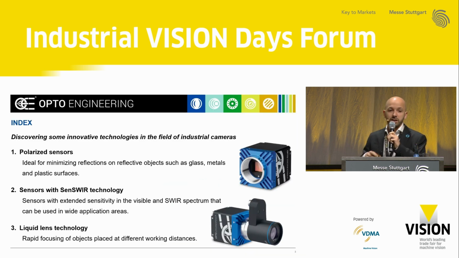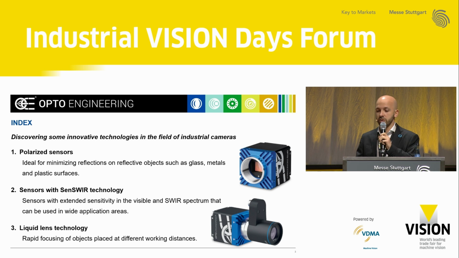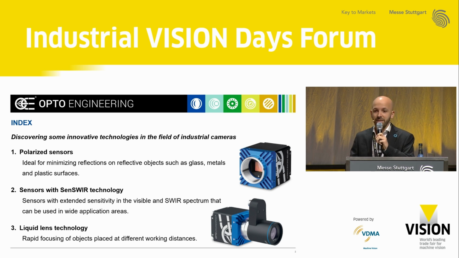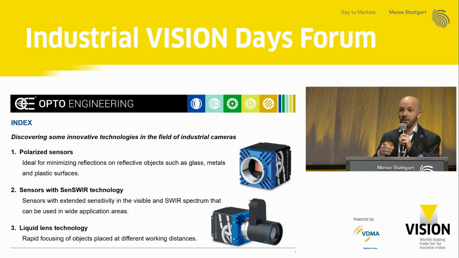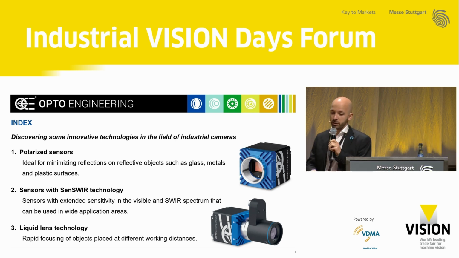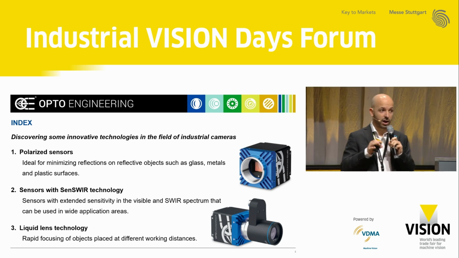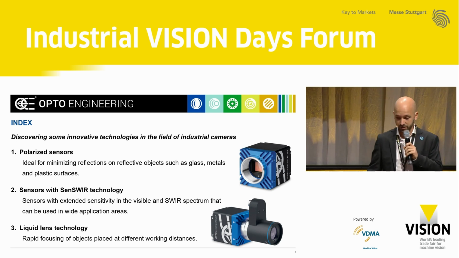Today, we will talk about some innovative technologies in the field of industrial cameras. We will first focus on polarized sensors, and then we'll switch to SWIR technology, which permits us to unveil the invisible. Then we will also talk about liquid lens technology, which allows us to focus on objects placed at different working distances.